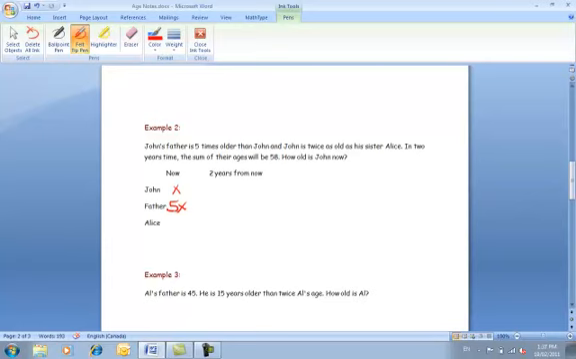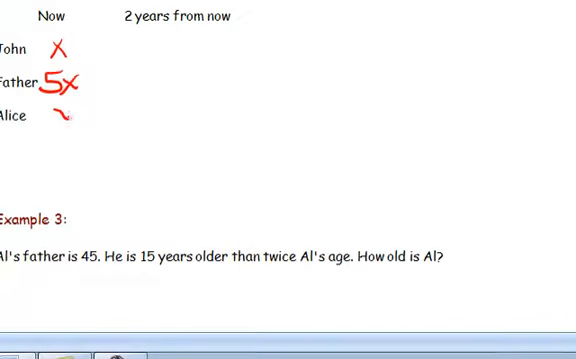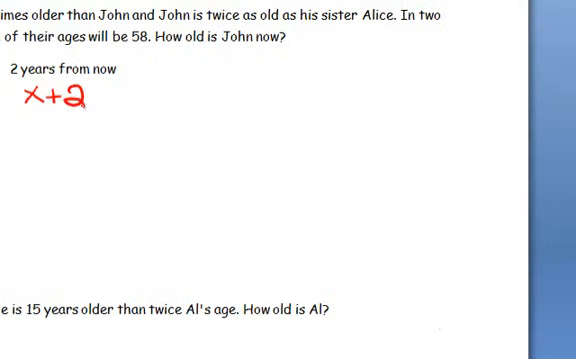John is twice as old as his sister Alice. So if John is twice as old as his sister Alice, Alice is going to be x divided by 2. In 2 years' time, so now we have to add 2 to all three of them. You're going to have 5x plus 2, and Alice is x over 2, or divided by 2, plus 2.